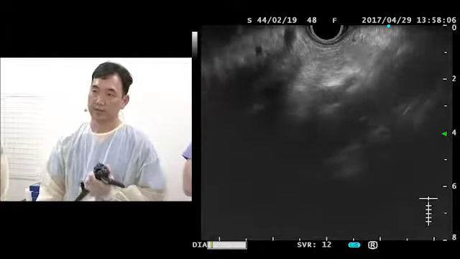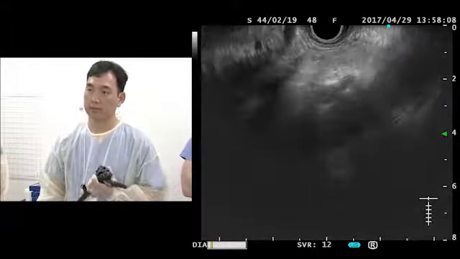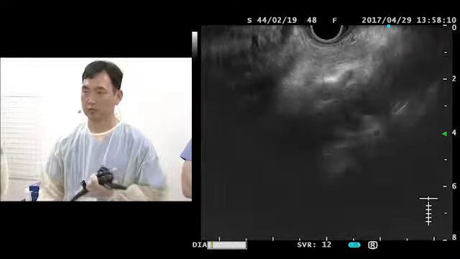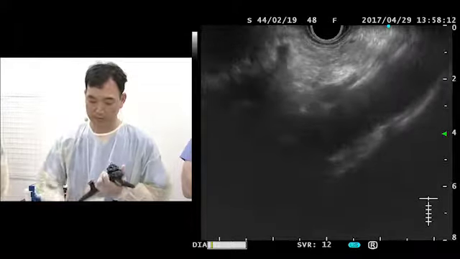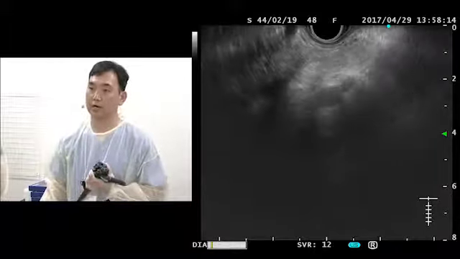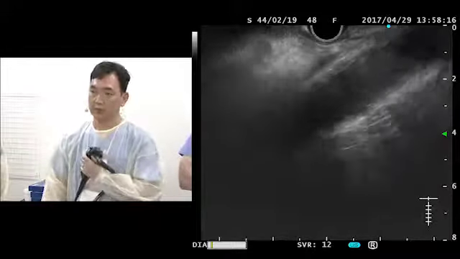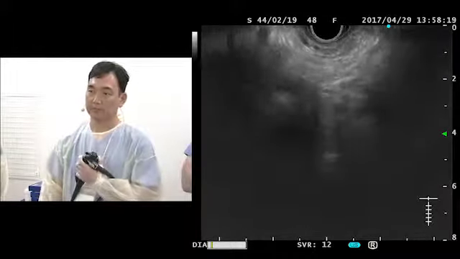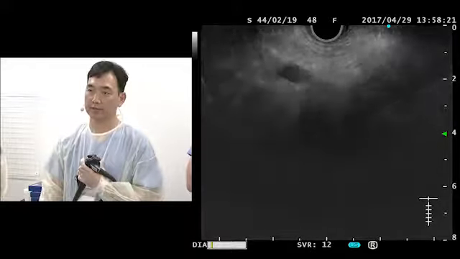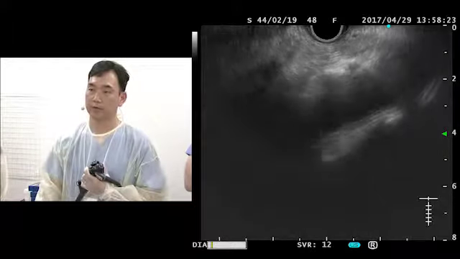She does not have a pancreas cancer history in the family. She does not smoke, so the risk factor is not that high. So in general, I start with a linear convex ultrasound echoendoscope.